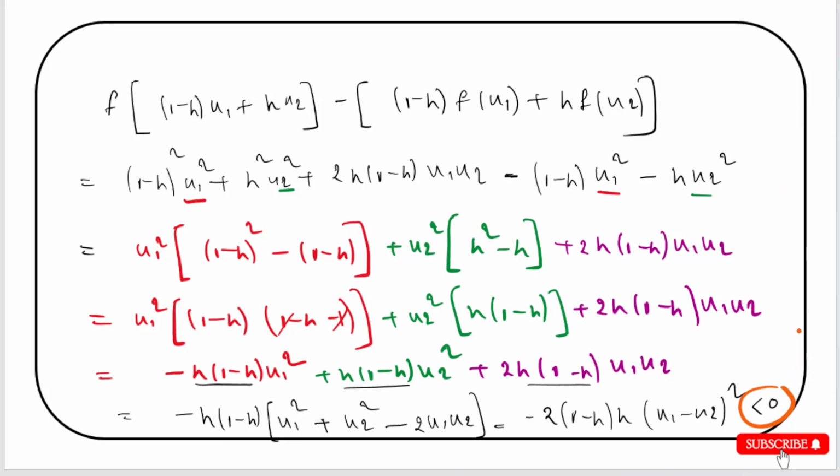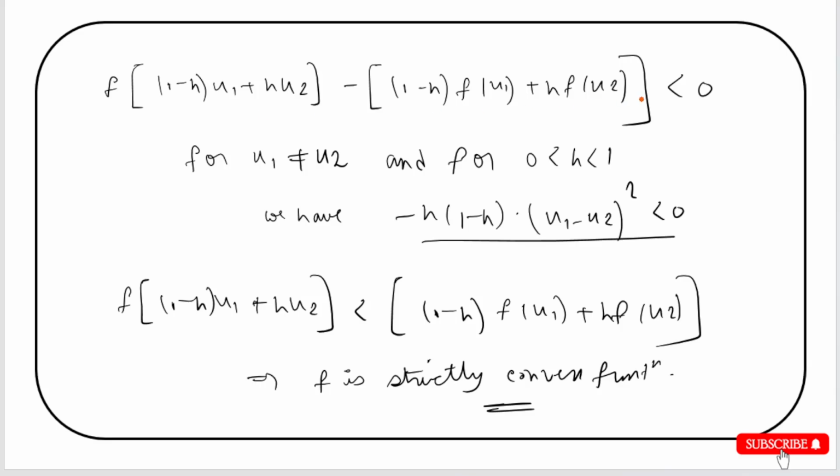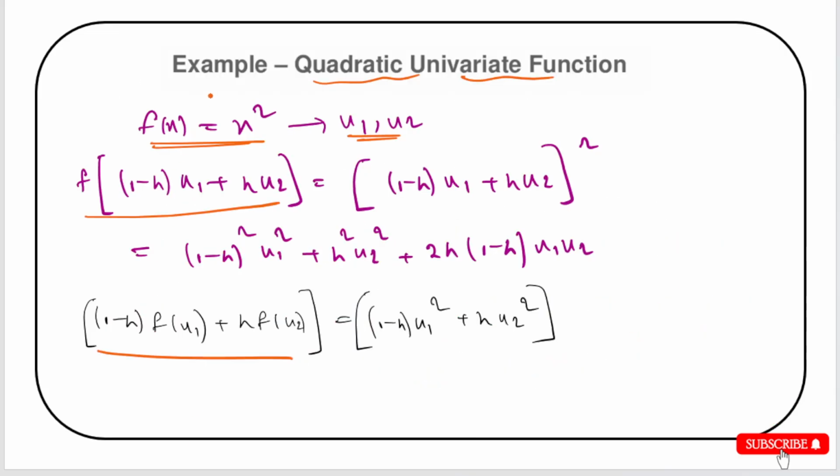You can take a screenshot, you can do it for yourself. You will see this is strictly negative. So this is negative for u1 not equal to u2. The points you're taking from the domain have to be distinct points, and h has to be a fraction. Then we can say that this shows it is a strictly convex function, right? So f(x) is x square is a strictly convex function.